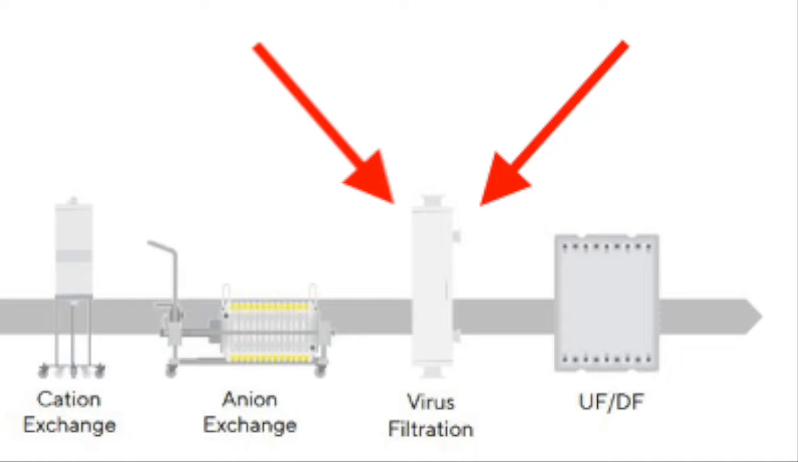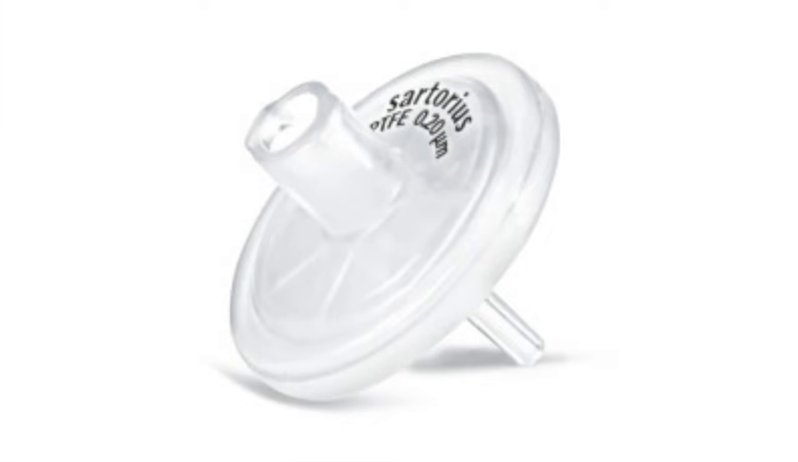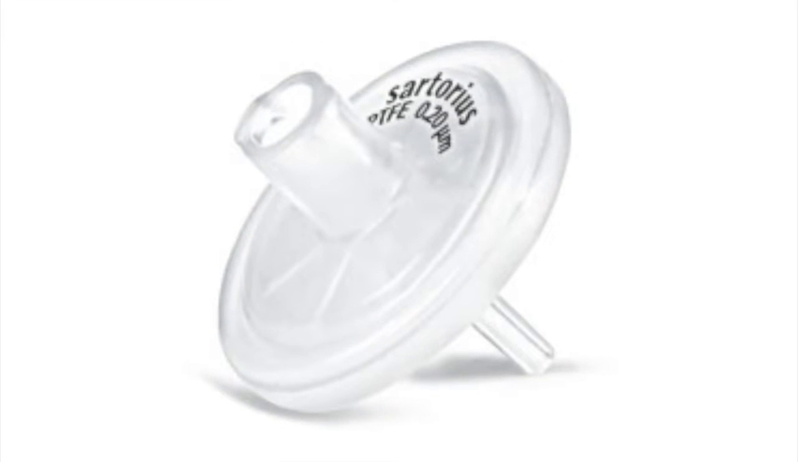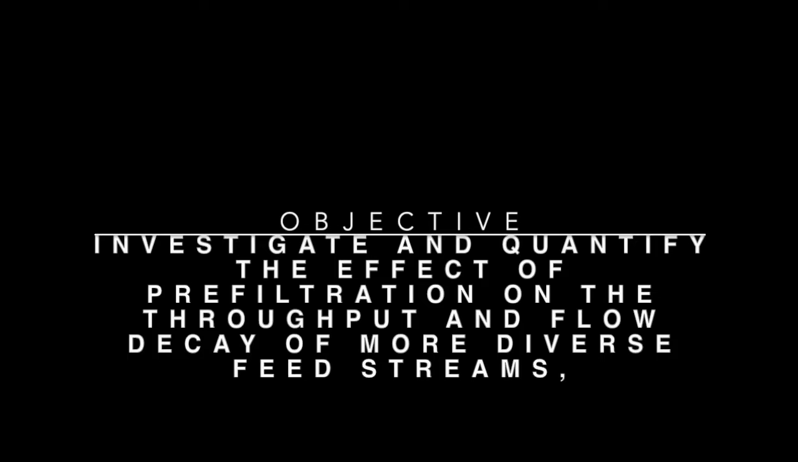purification process. During viral filtration, small amounts of contaminants can cause membrane fouling or the premature blockage of the filter, which reduces product throughput and decreases the integrity of the filter. The use of a pre-filter prior to the virus filter has been shown to decrease aggregate formation and prevent filter clogging. The objective of our project is to investigate and quantify the effect of prefiltration on the throughput and flow decay of more diverse feed streams, as most prefiltration studies have mainly focused on monoclonal antibodies.